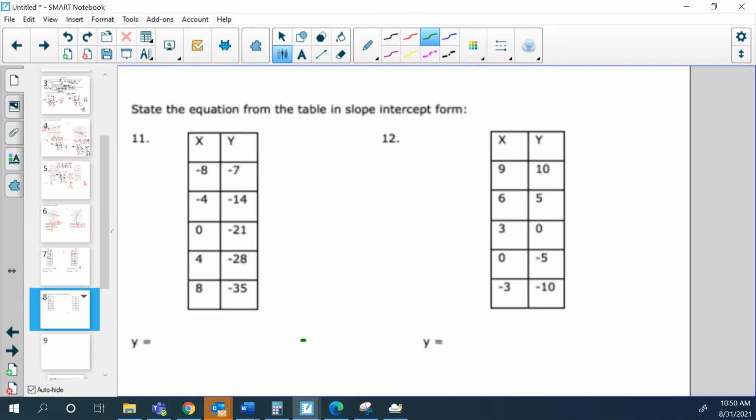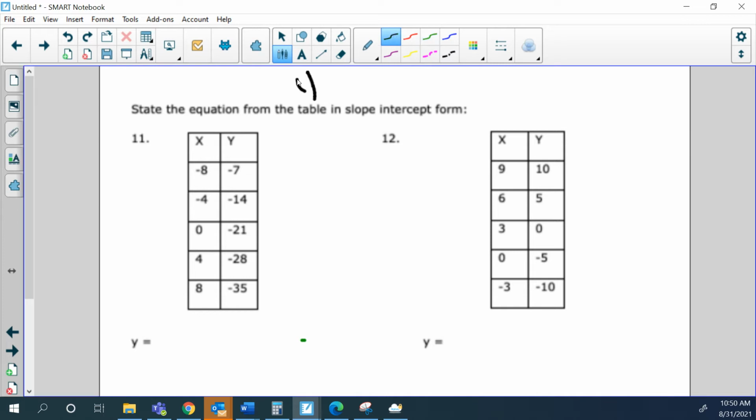And then number 8, you write the equation from the table. So remember, the equation is of the form y is equal to mx plus b. So we need to find our b and our slope. So the b, the y-intercept, I see 0 here. So my y-intercept is going to be -21. Let's find my slope now.